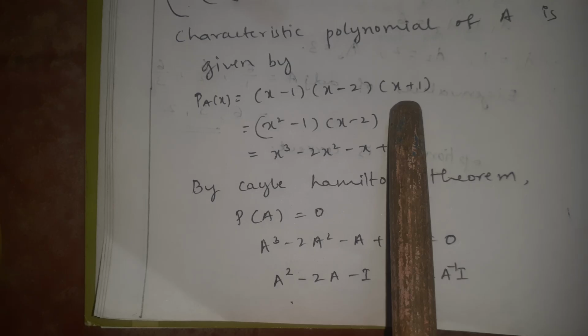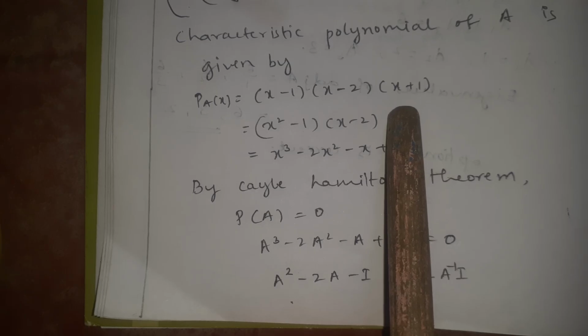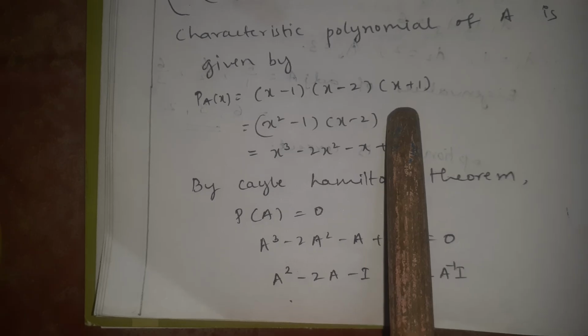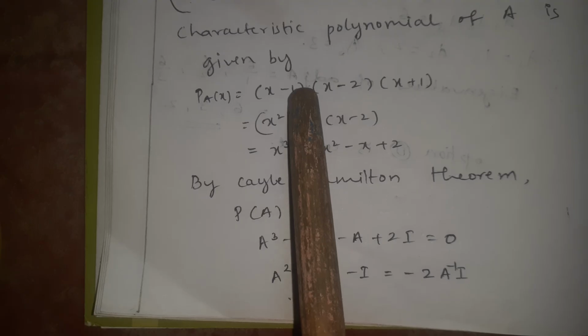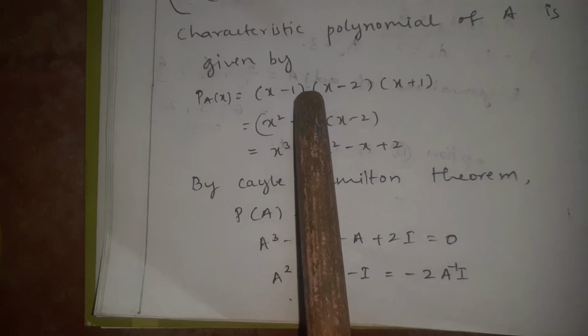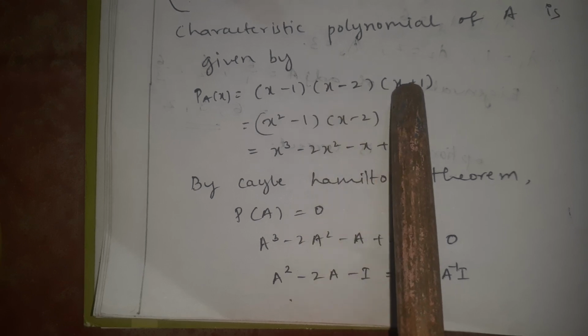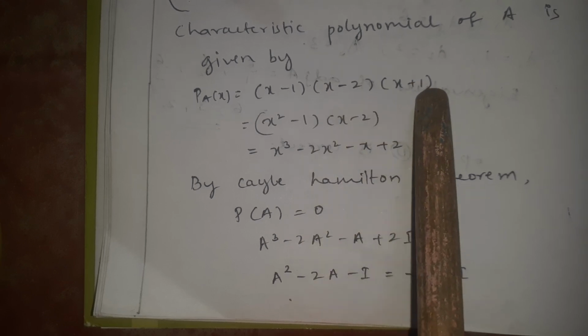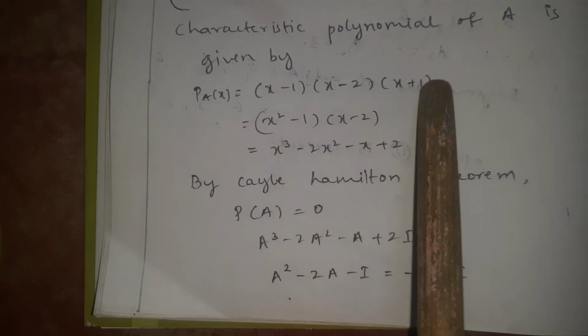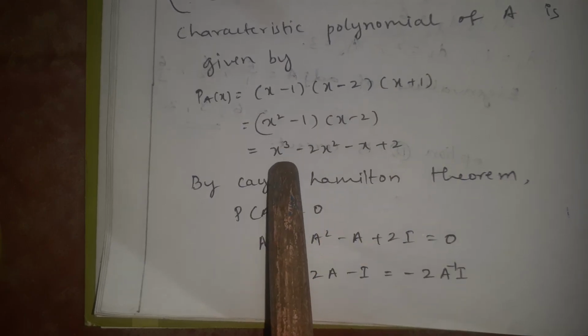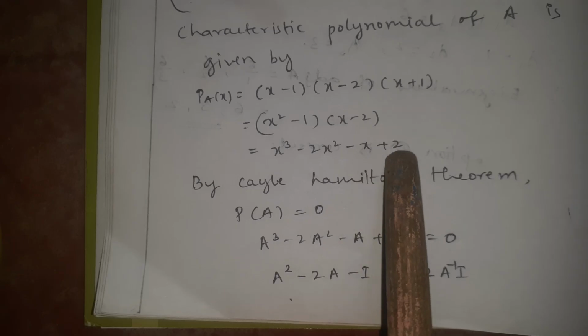What do you mean by characteristic polynomial? How to find the characteristic polynomial? If the eigenvalues are given, if a is an eigenvalue of matrix A, then lambda minus a is one of the factors of the characteristic polynomial. So here 1 is an eigenvalue, therefore x minus 1 is one of the factors. Since 2 is an eigenvalue, x minus 2 is another factor, and minus 1 is an eigenvalue, so x plus 1 is another factor. Multiplying all these, you will get the characteristic polynomial of A as x cube minus 2x square minus x plus 2.